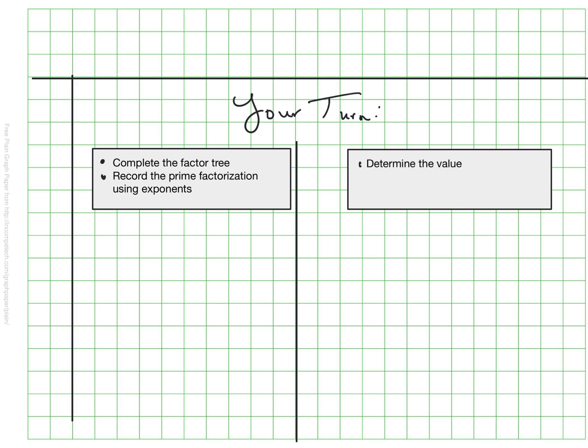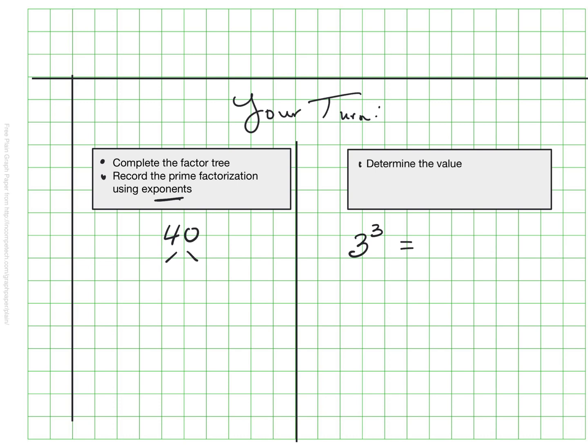The Your Turn today has 2 parts. The first one, I want you to take the number 40, create a factor tree, and record the prime factorization using exponents. And on the other side, I want you to determine the value of 3 to the power of 3. So you'll take care of both of those as practice, and we'll be able to talk about what we saw, what we noticed, and what mistakes we might have made.